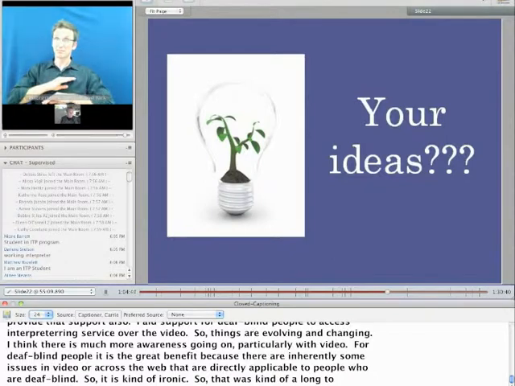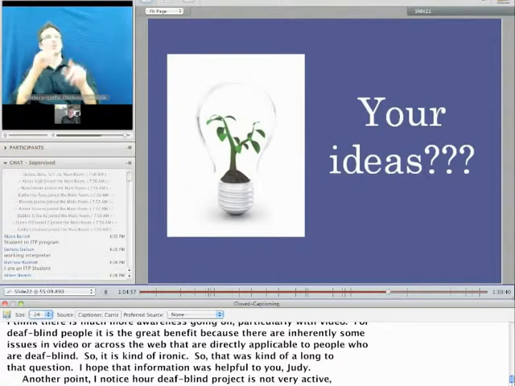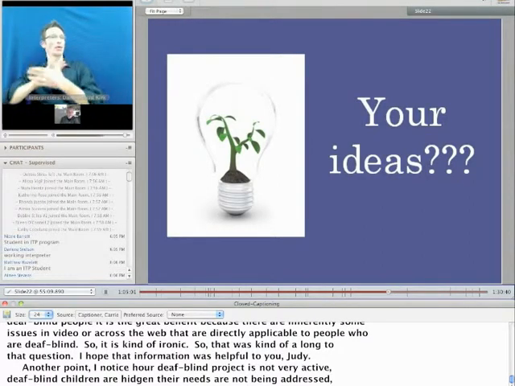Another point, I noticed our deafblind project is not very active. Deafblind children seem to be hidden and their needs are not being addressed appropriately. For instance, I'm an O&M instructor and I'm just now seeing kids long after their vision is deteriorating. What do you suggest? Contact the coordinator and address this concern.